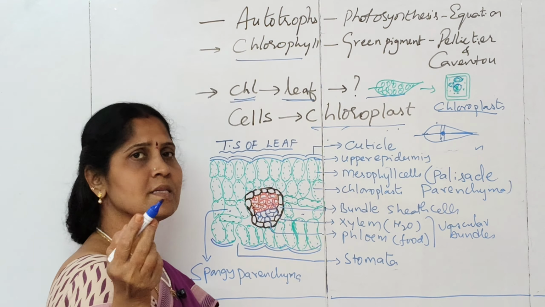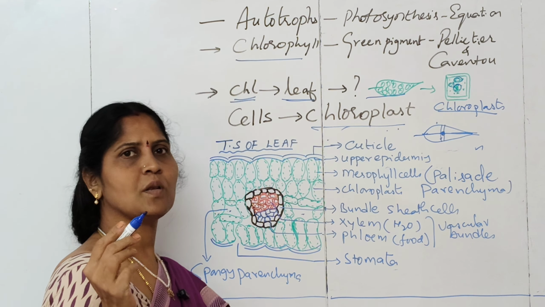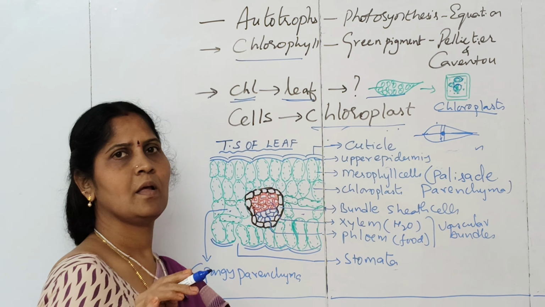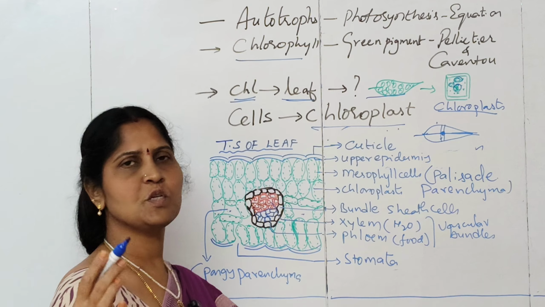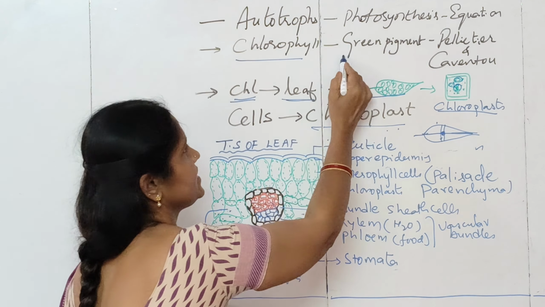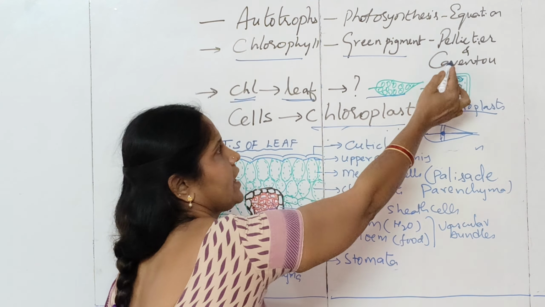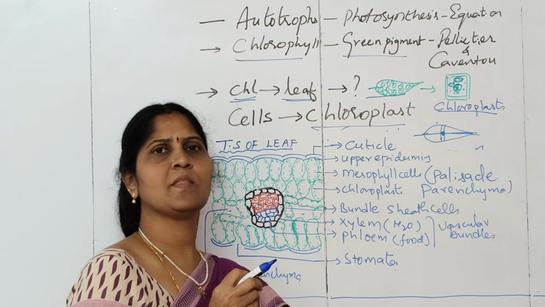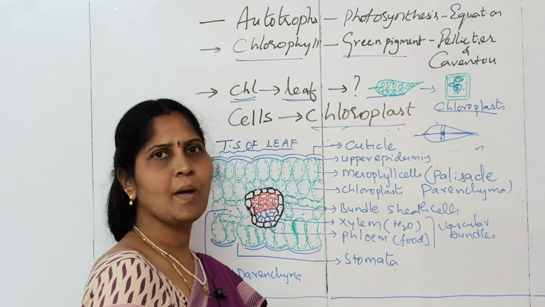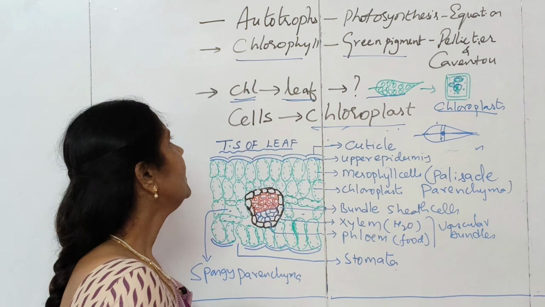In the last class when we discussed photosynthesis, we saw that 4 factors are important, out of which chlorophyll is most important. Chlorophyll is a green pigment which is responsible for photosynthesis. So where is this chlorophyll present? Chlorophyll was extracted, that is, separated out in the laboratory by two scientists, namely Pelletier and Caventou.